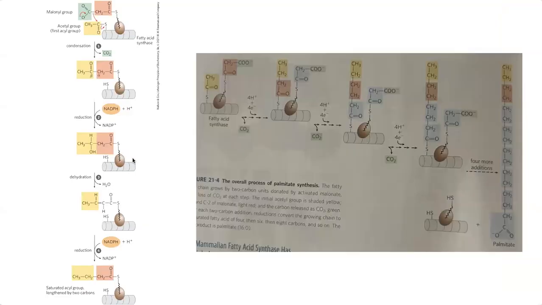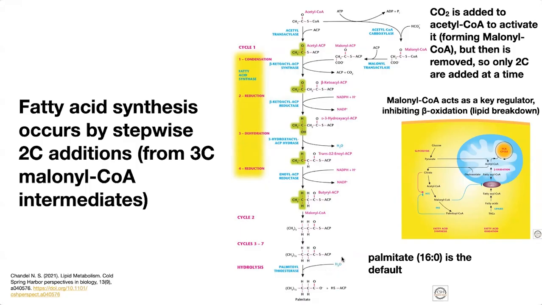Basically, we just go through these reductive steps to get this saturated. And then we just keep doing this over and over and over. Well, not forever. Instead, this synthase is going to stop at this kind of default point of palmitate, the 16 carbon fatty acid, at which point palmitoyl thioesterase is going to hydrolyze it off, leaving us with this fatty acid, this palmitate.